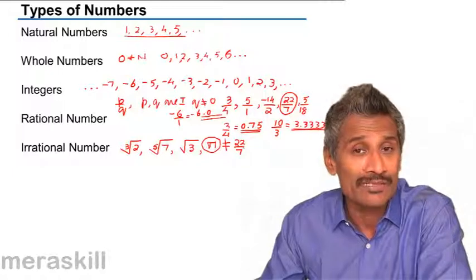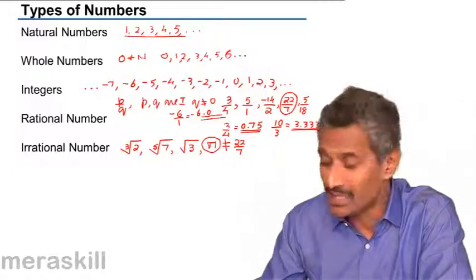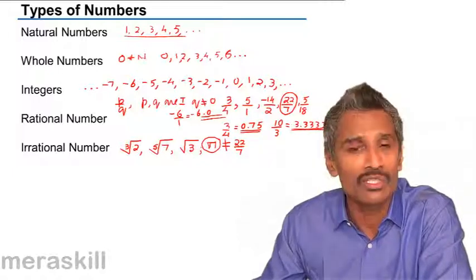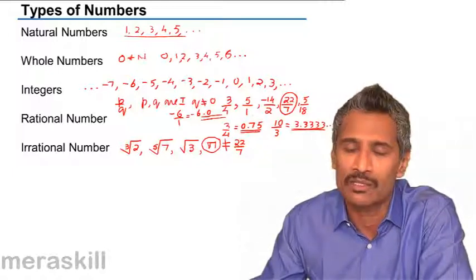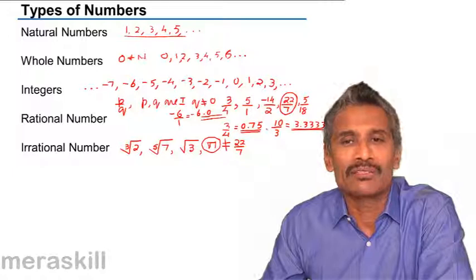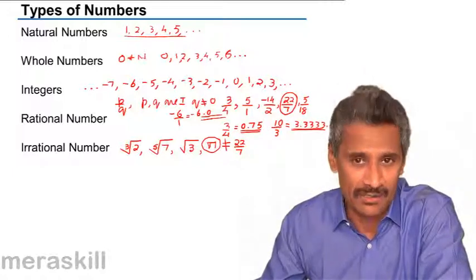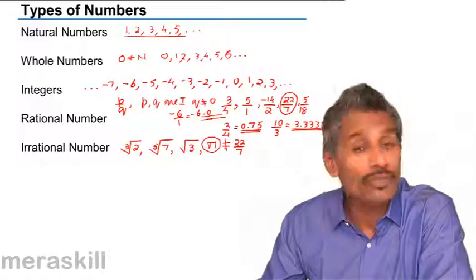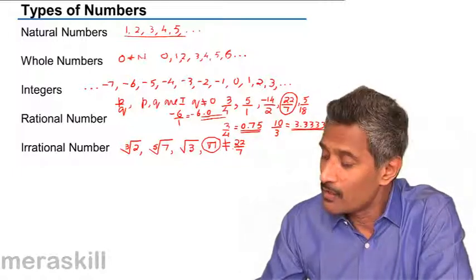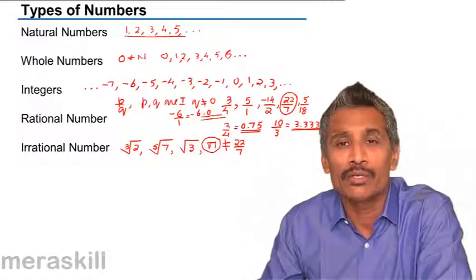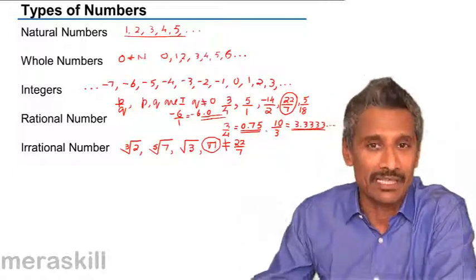So 22 by 7 is rational, but the actual value pi is irrational, because if you try to convert it, say root 3, by the division method, you will get 1.732, so on and so forth, which will neither terminate nor recur. So the decimal representation of an irrational number will be neither terminating nor recurring. It will just go on and no remainder would repeat itself.